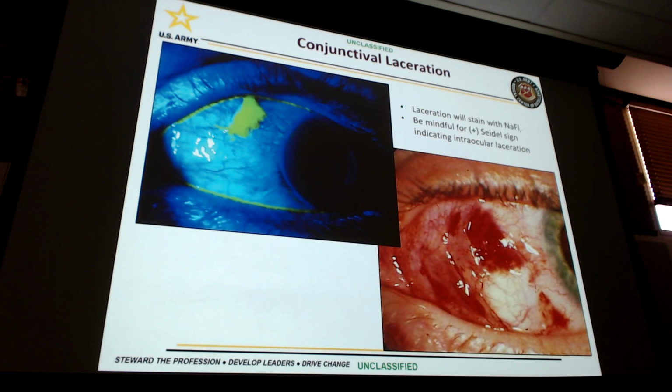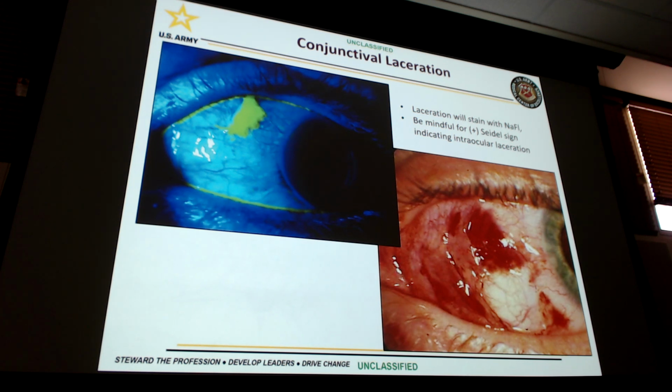Okay, this is what the conj laceration is going to look like under the fluorescein stain. So there's a laceration here, and that fluorescein stain is embedding into the underlying episclera and sclera. Okay, it's soaking in there. It's not soaking into the conj. So that's the laceration under fluorescein stain, and then here you can see it unstained there. That's a pretty big laceration. So really, you throw some erythromycin ointment on there.